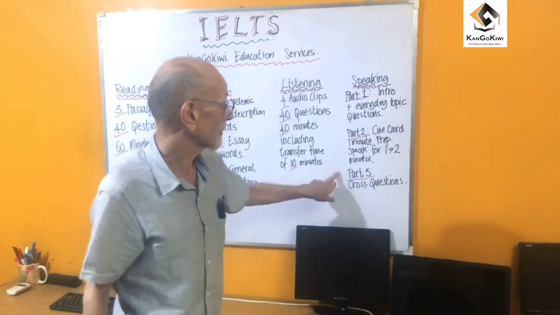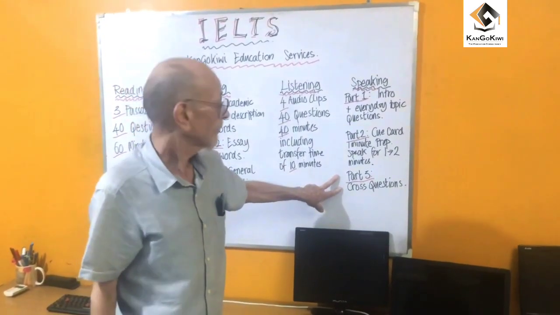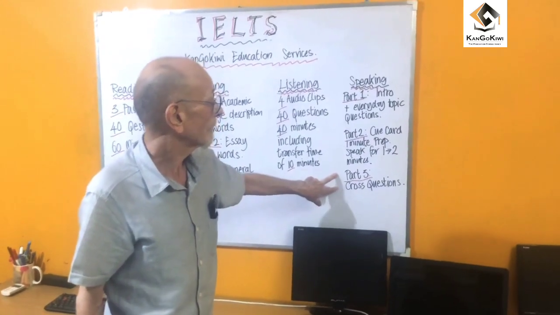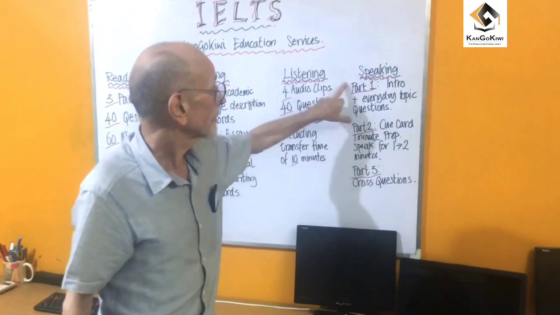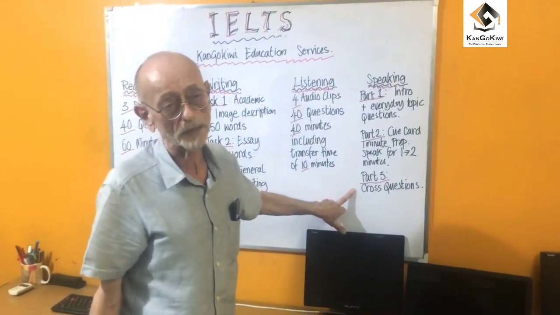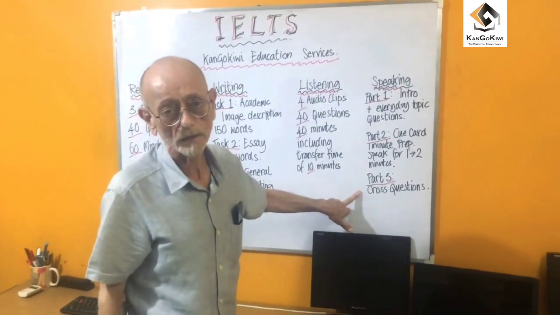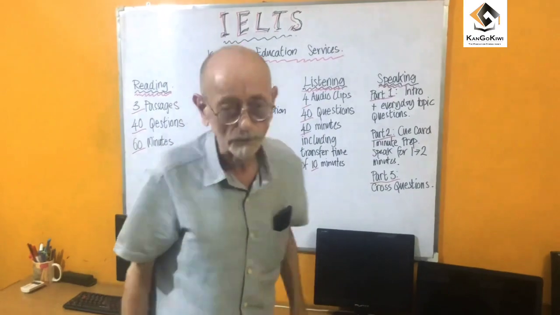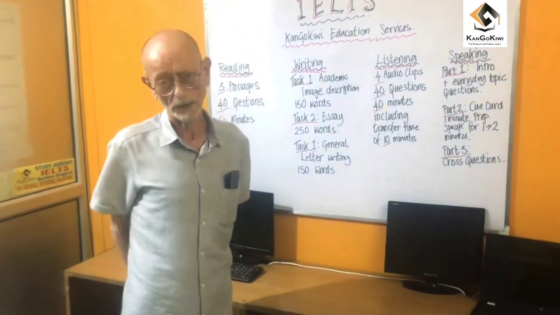The final part is what's broadly called cross questions or discussion topics. These questions have a connection with the topic of your cue card. So your complete speaking section is timed at 11 to 14 minutes, so you can say roughly 15 minutes in total. So that's a very brief description of everything to do with the actual test itself.